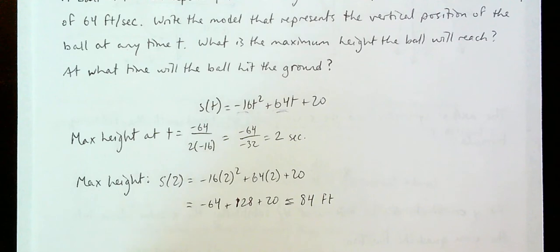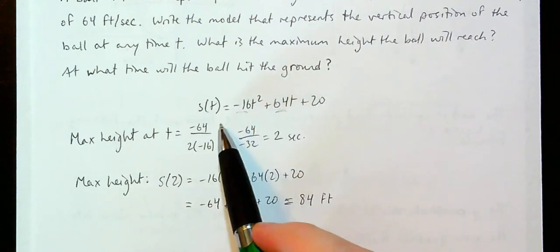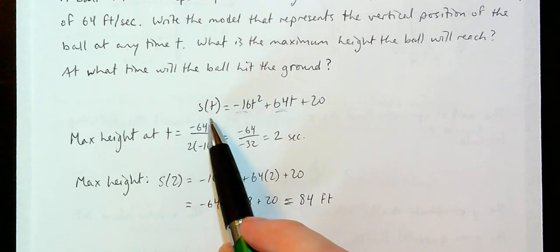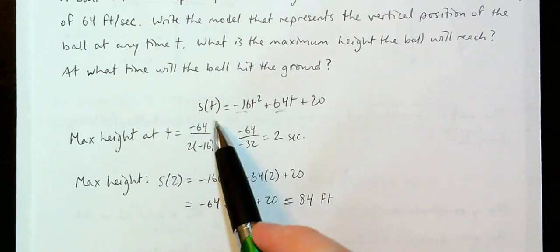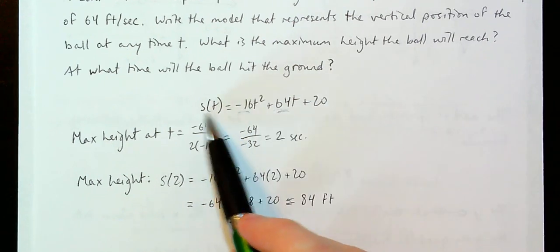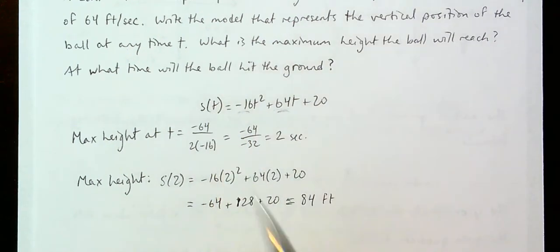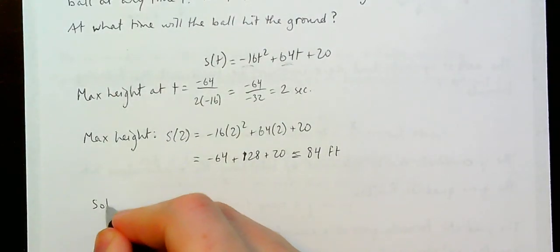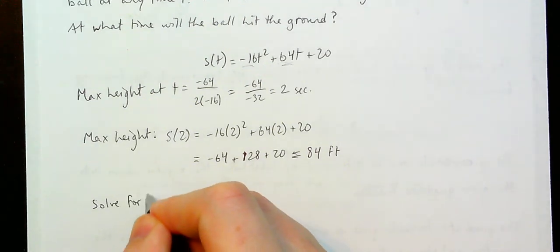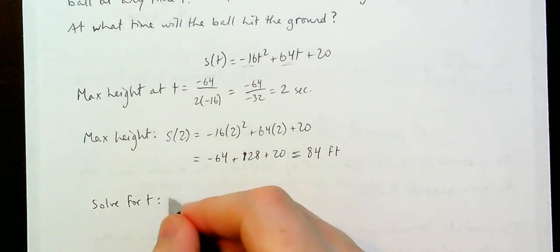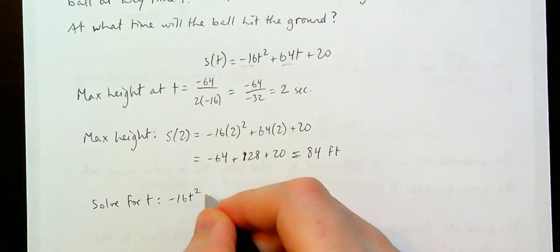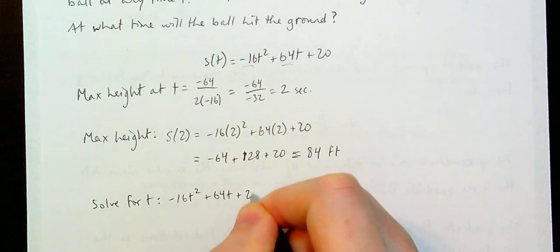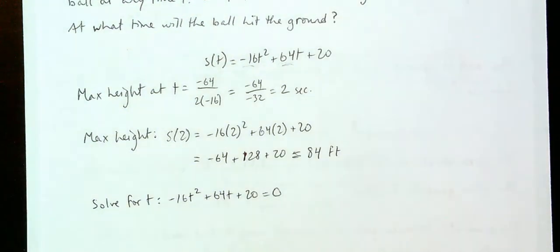So that was part 2 of our question. Part 3, at what time will the ball hit the ground? This thing gives us the height at any time t. We want to know at what time t this height will equal 0. So what I need to solve for is t in the following equation: minus 16t squared plus 64t plus 20 is equal to 0.